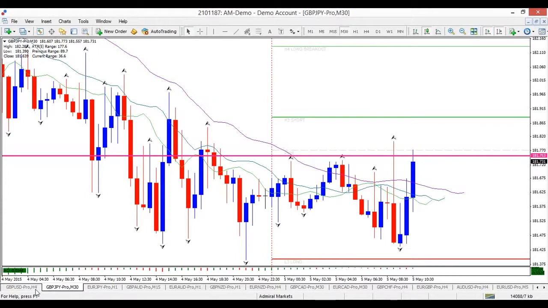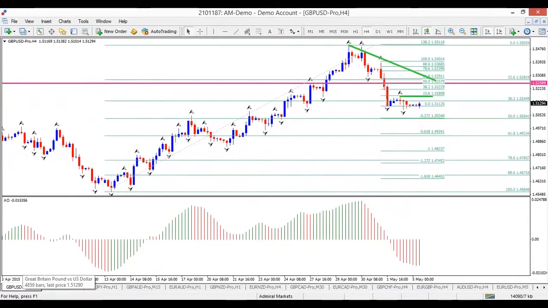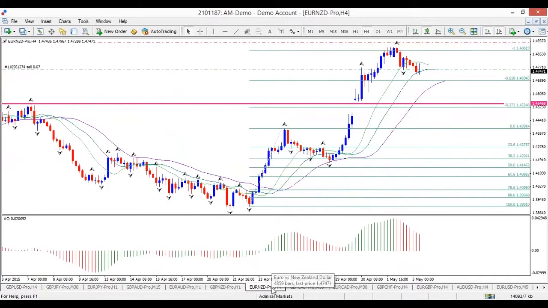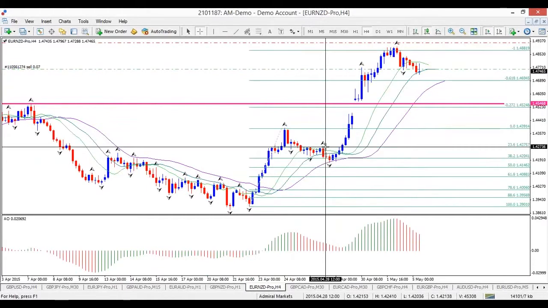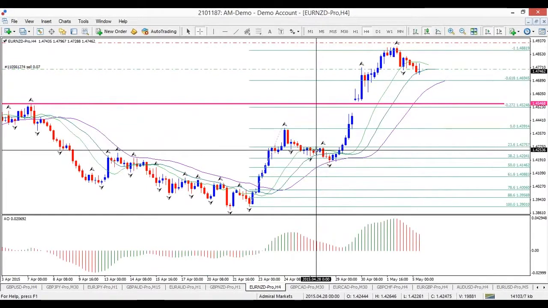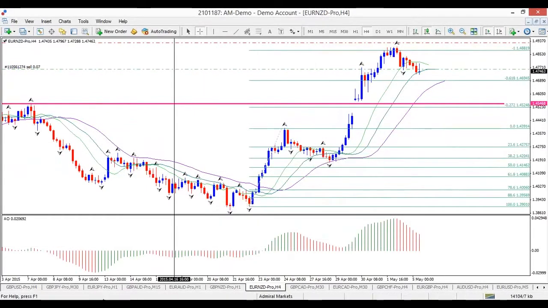Could be a good swing trade to the upside. What else? Euro New Zealand made a good trade upon the break. We talked about this one. Did anyone want to take the Euro New Zealand upside? Oh wait, sorry. Multis has a question about odd USD. I'll talk about that in a second. Did anyone take the Euro New Zealand upside?